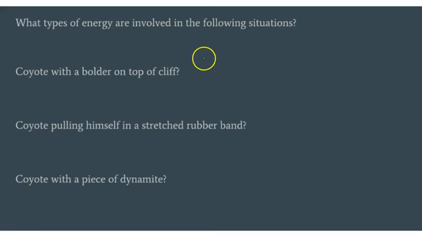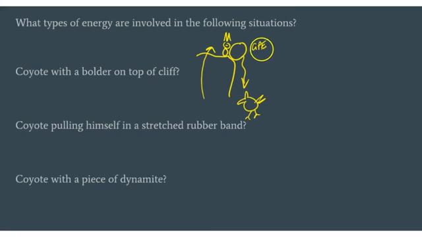So we have a cliff, and we have Coyote up here, putting a boulder on that cliff to drop on Roadrunner down below. Beep, beep. Now, he is going to be giving energy to that boulder to get it up. Yes, I know this doesn't look like Roadrunner, but use your imagination. He's got to give that boulder energy to get it up the hill. And once he's got it up there, he's given it gravitational potential energy, because gravity is going to pull it down as long as he gets it to the edge of the cliff.